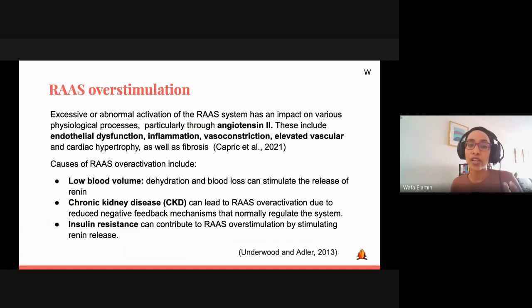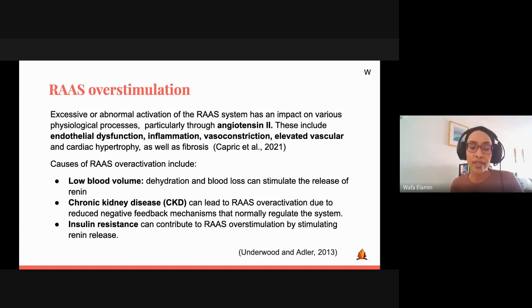When we have chronic kidney disease, or when we have narrowing of the blood vessels leading into the kidneys, we can then get this overactivation as the body tries to compensate because it isn't receiving enough blood flow into the kidney. So there's an overwhelming of the system and a reduction in the negative feedback mechanisms.